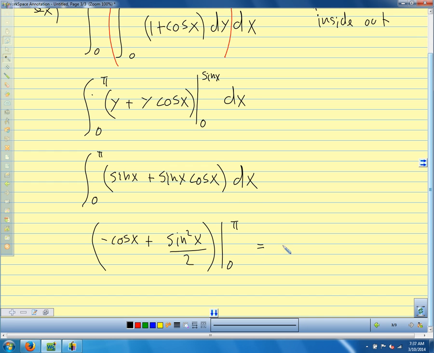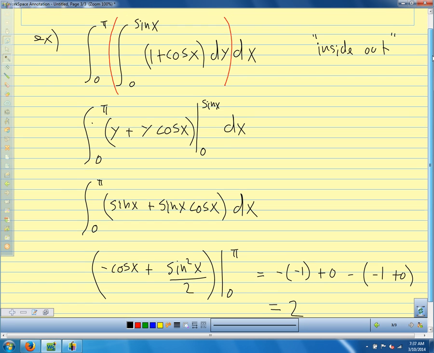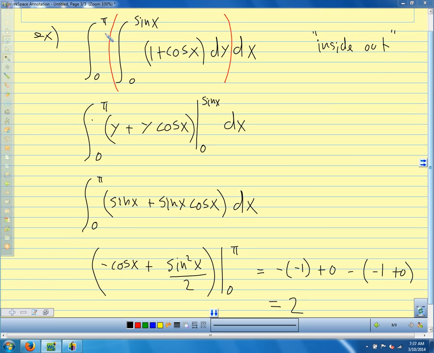And we get a negative, I'm going to put all my pieces in here, negative 1 plus 0, minus negative 1 plus 0, and this equals 2. So the integral from 0 to pi, 0 to sine x of 1 plus cosine x dy dx is 2.